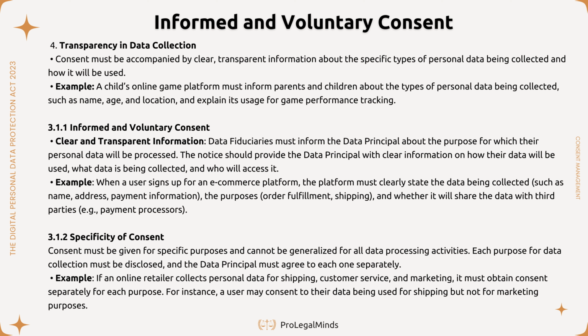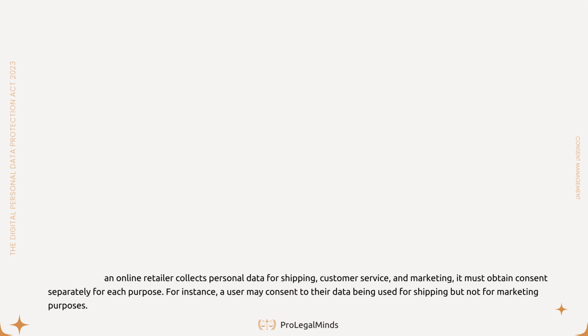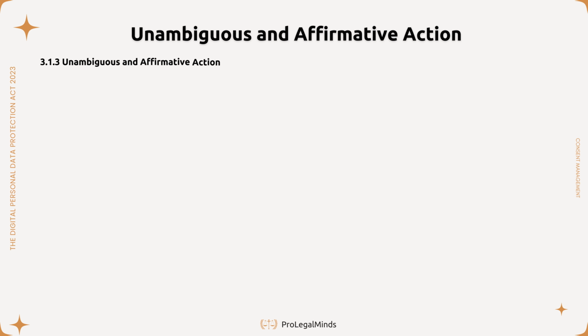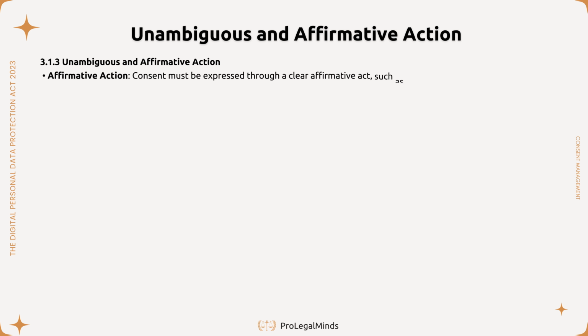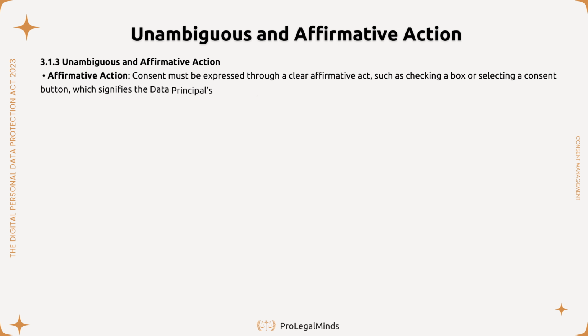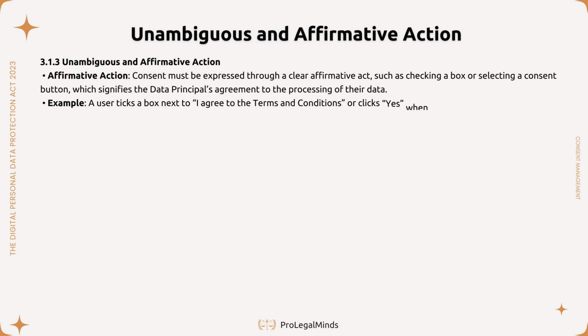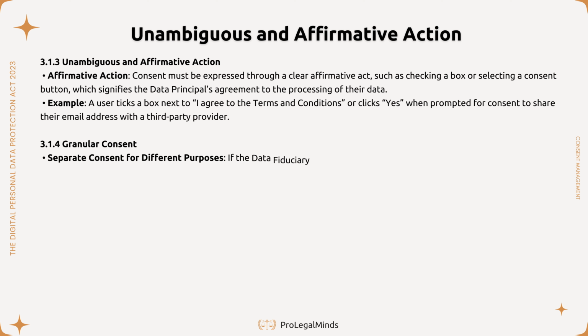Specificity of consent. Consent should never be generic. It must be purpose-specific. Each data collection purpose should be disclosed separately, ensuring users can consent to one activity, like shipping, while declining another, like marketing communications. Unambiguous and affirmative action. Consent must be an active choice. Users should express agreement through clear actions, such as checking a box or clicking yes to confirm their consent for specific data processing.